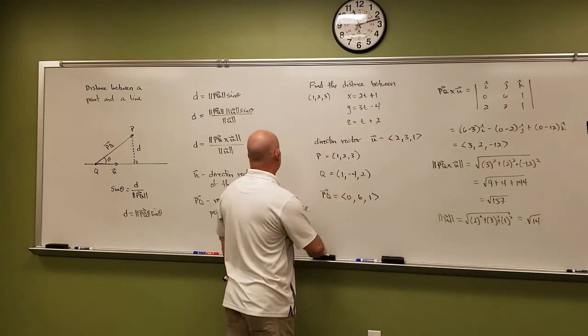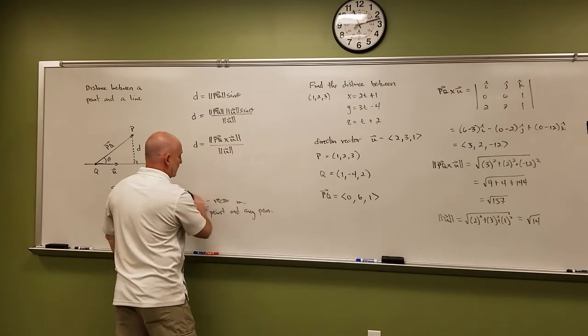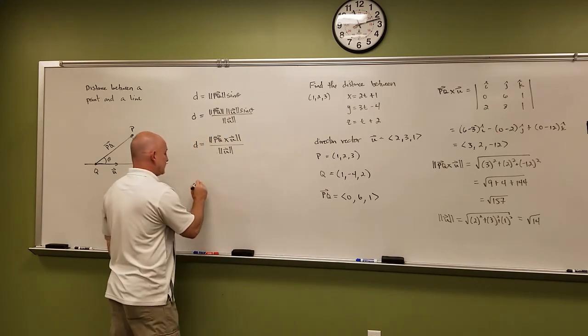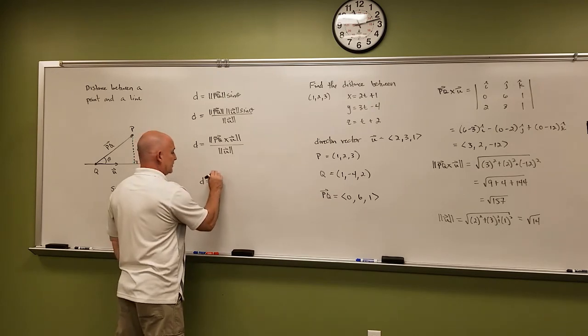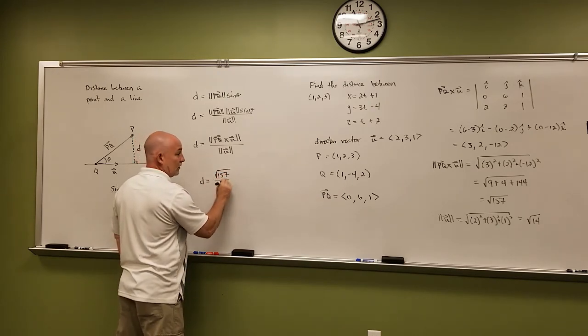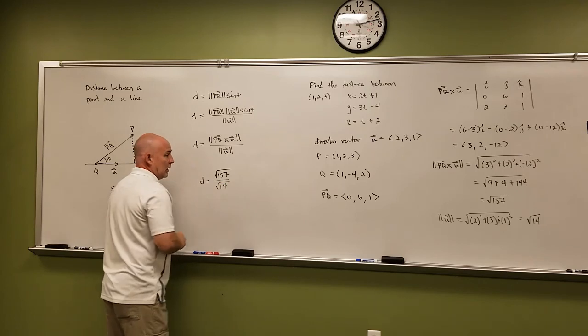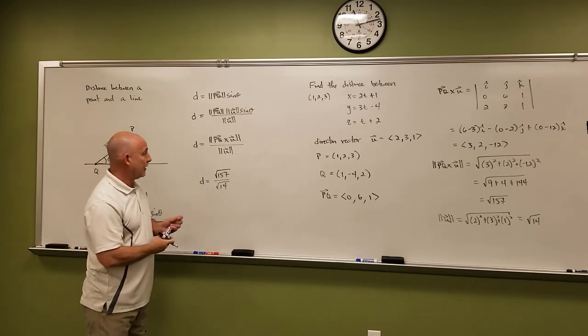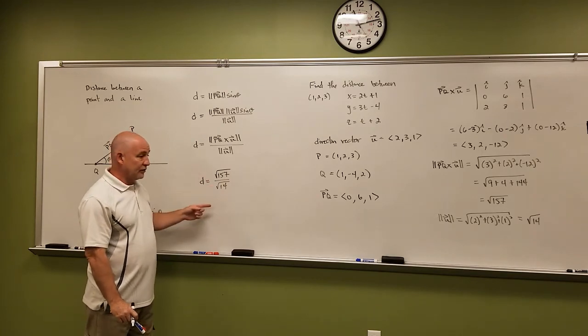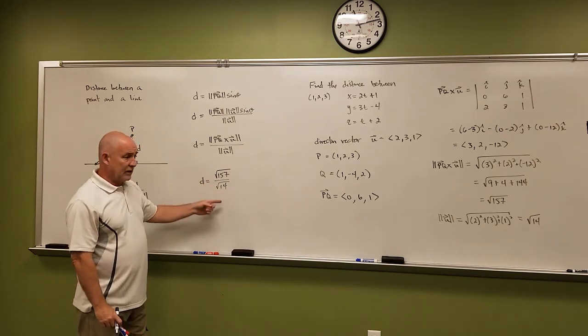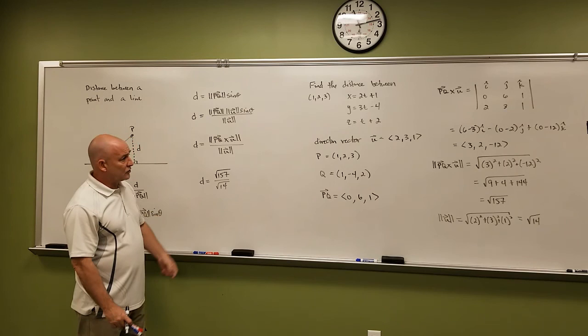Since I'm out of room, I'm just going to stick it right here. I'm going to go back over here. So our answer to this particular problem, the distance between that point and the line, is going to be the square root of 157 over the square root of 14, if I did my arithmetic right. Now of course the book's most likely going to simplify this, rationalize it. For me, I don't care if you rationalize or not, you can leave it just like that.